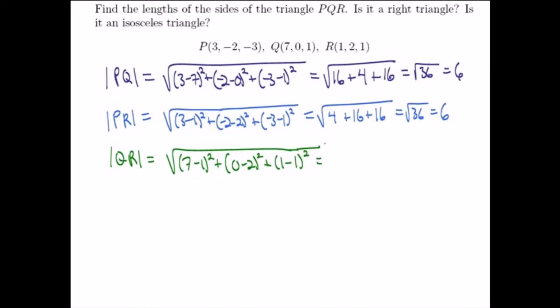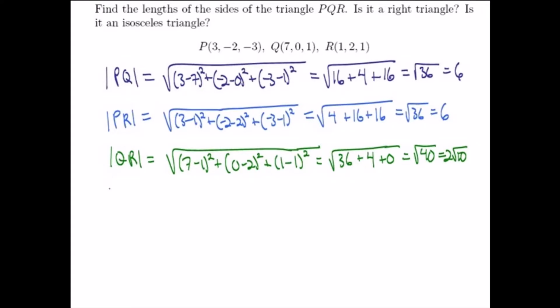And so we have the square root of, well, 7 minus 1 is 6, so we have 6 squared, or 36. Negative 2 squared is 4, so 36 plus 4, and then 1 minus 1 is 0. So we have the square root of 40, or if you like, we can break that down to 2 times the square root of 10.